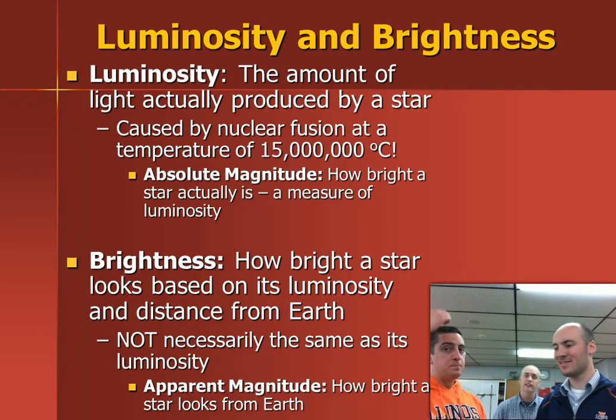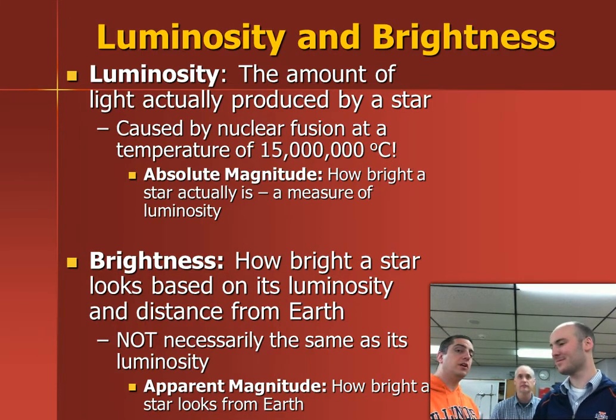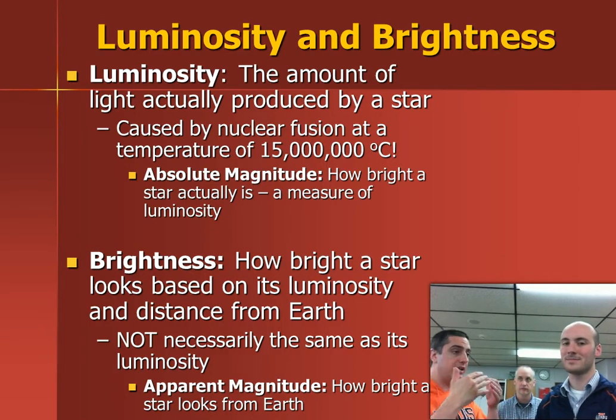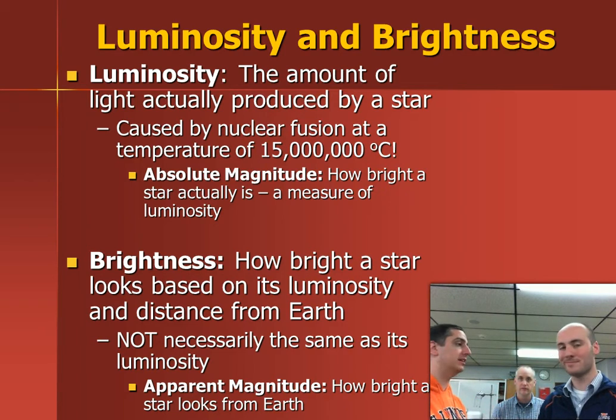So speaking of that, let's talk about luminosity and brightness, Mr. Black. So in addition to the whole color and temperature thing, we have the idea of luminosity and brightness, which are not exactly the same thing. Luminosity is literally the amount of light actually produced by the star, meaning if you were sitting right next to that star and were able to measure the light output, that's what your luminosity is.